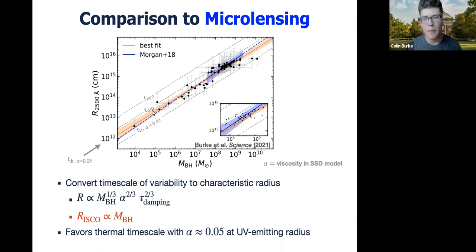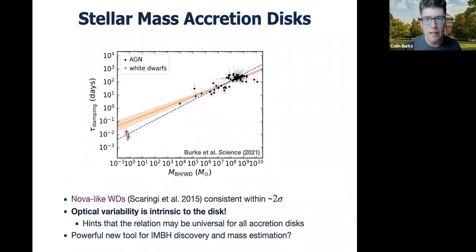And so, but we think we can rule out the dynamical time and other time scales, certainly like the viscous time and standard accretion disk theory. So that's quite exciting. And the other thing I'll point out is that our relation can probe the entire range of supermassive black holes from 10 to the 4 to 10 to the 9 or so solar masses, whereas the microlensing results are limited to quasars, which have a smaller dynamic range in mass.